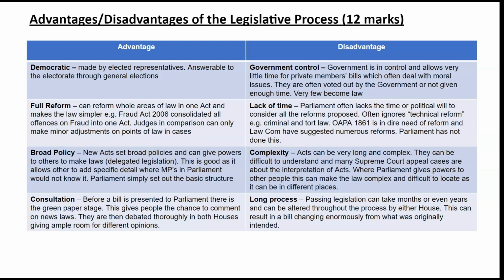Whereas if you think about what judges do, they make minor adjustments on points of law, on certain bits of law in certain cases. So it ends up being scattered all over the place in common law, whereas the big advantage of the legislative process is that they can put it into one act, so it's really simple to follow. They can bring all of the law into one place, which makes it easier for students to learn, for lawyers to use, and for judges to apply. But saying that, Parliament really lacks a lot of time to focus on this big reform, particularly technical reform, which is things to do with criminal or tort law. They generally focus on broad policy rather than specific pure law or technical reform law.